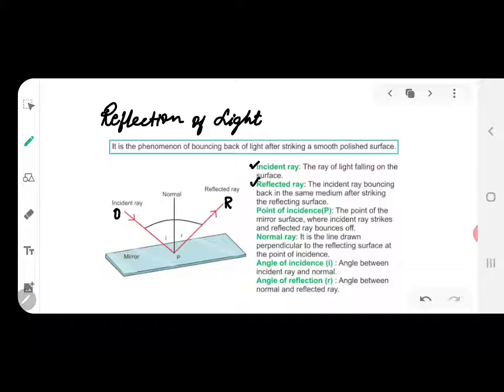Now, in the middle, you can see the normal ray. It is the line drawn perpendicular to the reflecting surface at the point of incidence. So, between the normal and the incident ray, we have the angle of incidence marked with the alphabet I, and between the normal and the reflected ray, we have the angle of reflection marked with the alphabet R.